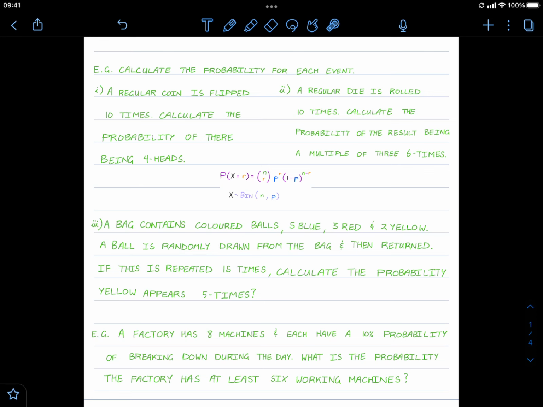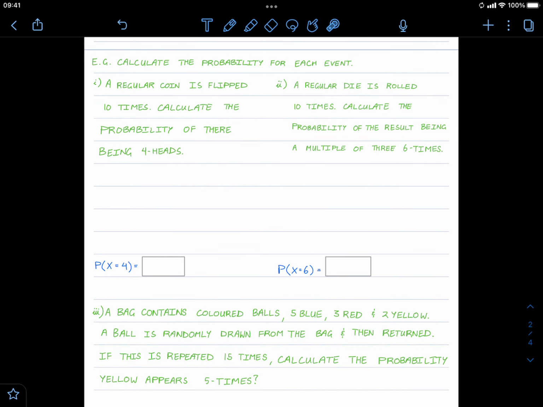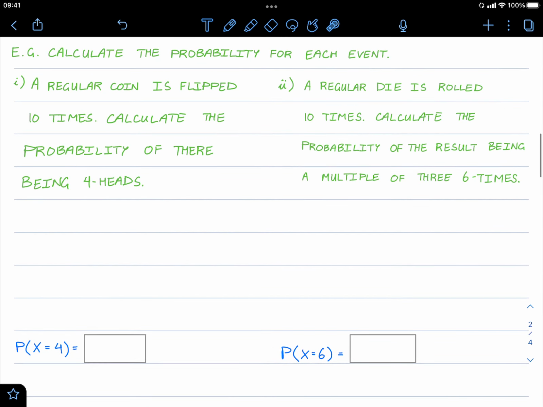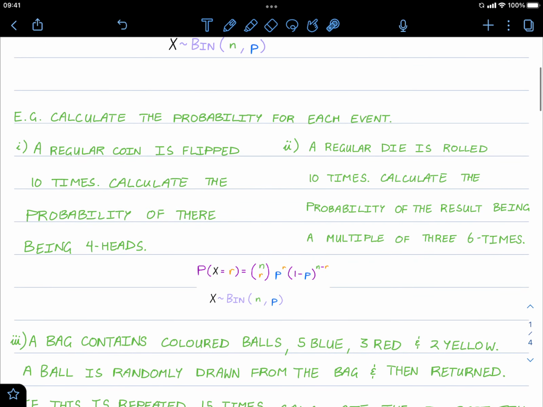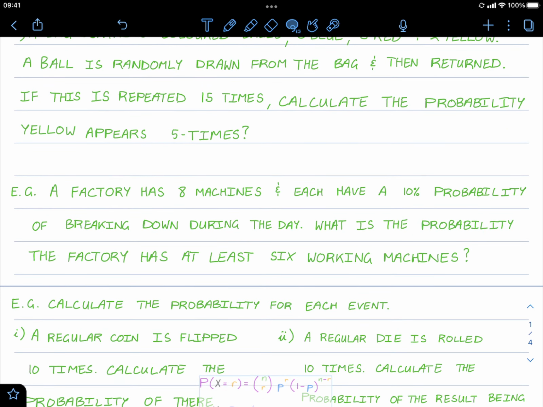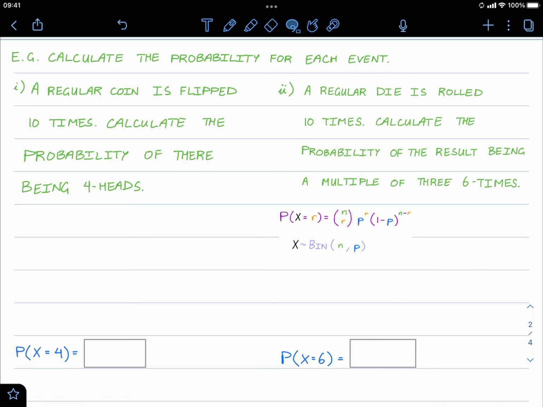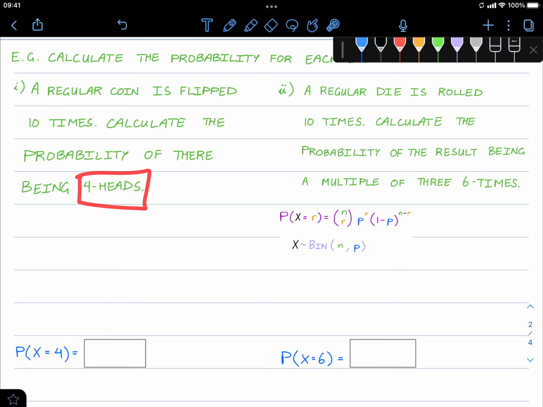Okay, so let's get straight to it. So we're going to calculate the probability for each event. So let's pull this up so we can utilize it. Okay, so in this one we have a regular coin toss or coin flip, and the number of repetitions is 10. What we are looking for is there being 4 successes.